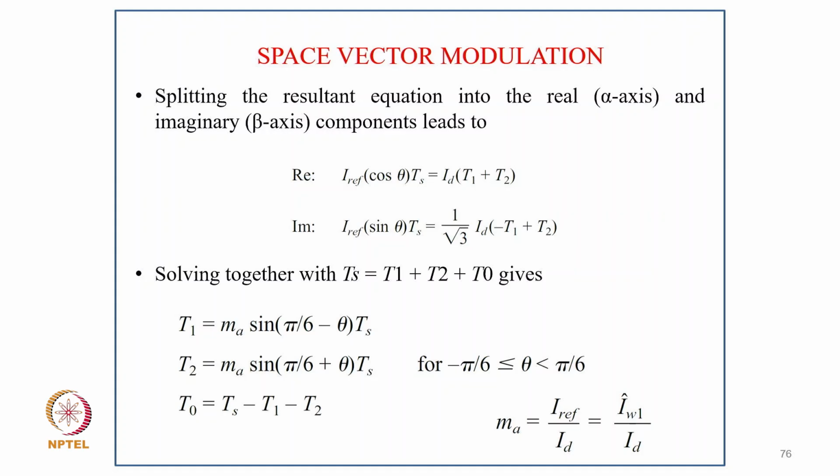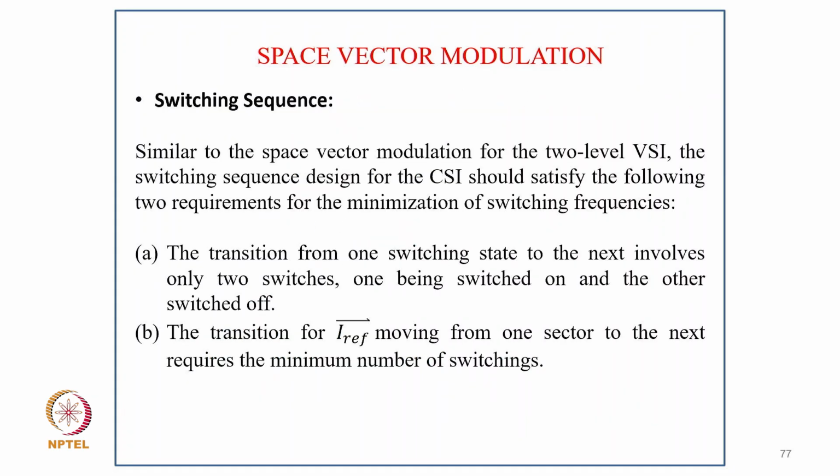equal to 1 upon root 3 Id in bracket minus T1 plus T2. Solving together with Ts equal to T1 plus T2 plus T0 gives T1 equal to Ma sin of pi by 6 minus theta, into Ts, and T2 is Ma sin of pi by 6 plus theta, into Ts, and T0 equal to Ts minus T1 minus T2, and typically Ma equal to I reference upon Id, and that is equal to IW1 upon Id.